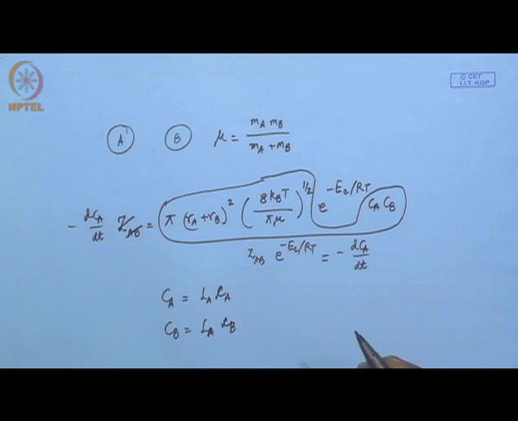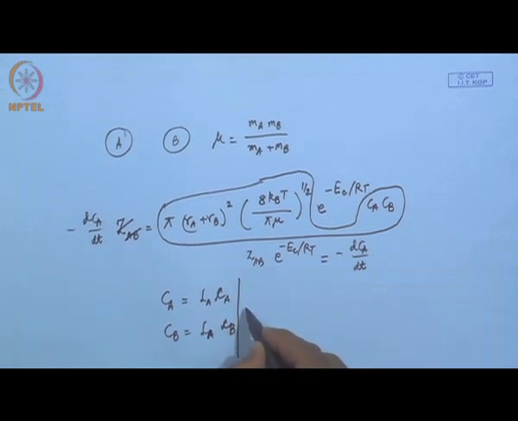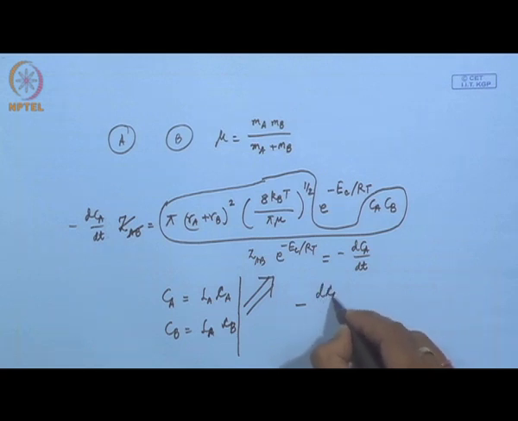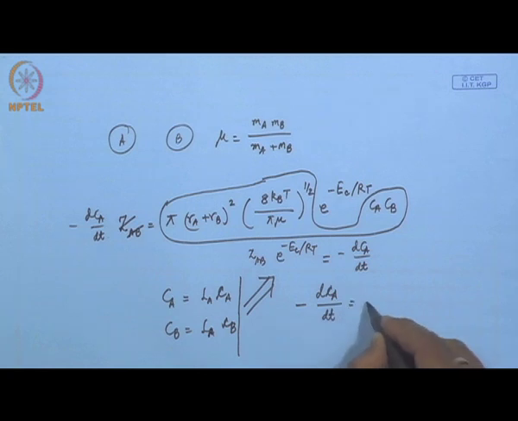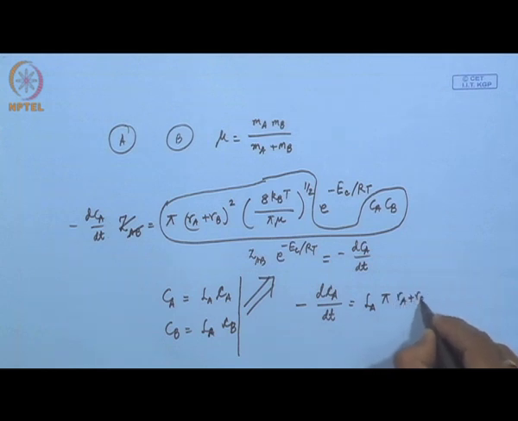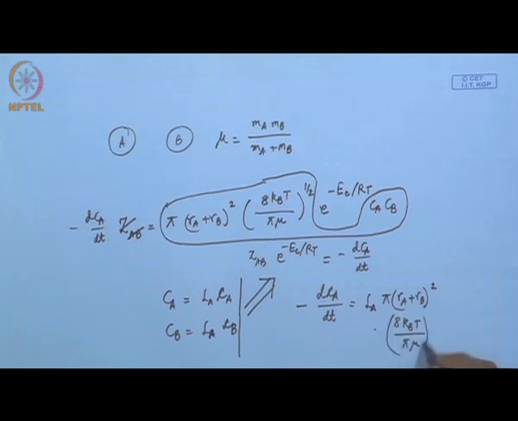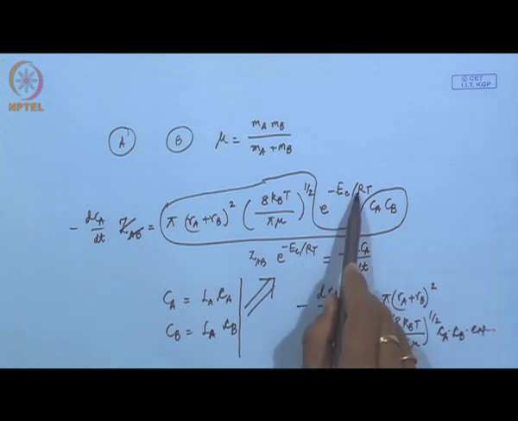So, in this way, if you plug this information into this expression, you will be getting in terms of concentration, that is moles per liter, minus d[CA]/dt is equal to LA into pi (RA plus RB) whole square times 8 kB T by pi mu whole to the power half into [CA] into [CB] into the exponential term. I am not just writing the exponential, it is basically e to the power minus EC by RT.